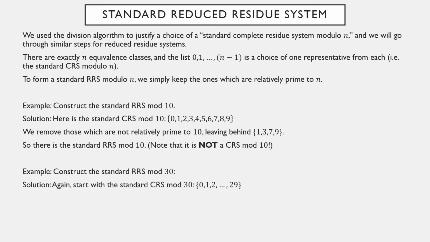So again, we start with the list 0 through 29, the standard complete residue system, and we only keep the ones relatively prime to 30, and you can really just go through it. 0 is not relatively prime to 30, but 1 is. 2 is not, 3 is not, 4 is not, 5 is not, 6 is not, but 7 is, and so forth. And you would find the standard reduced residue system mod 30 is 1, 7, 11, 13, 17, 19, 23, and 29.